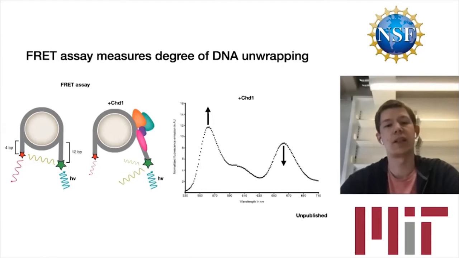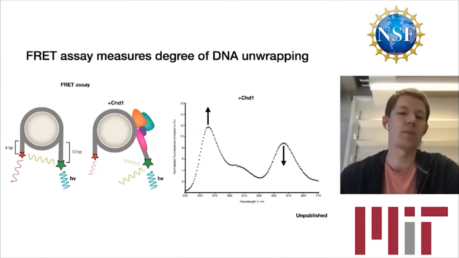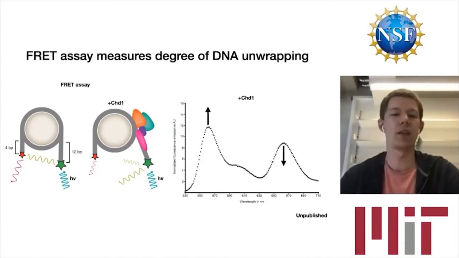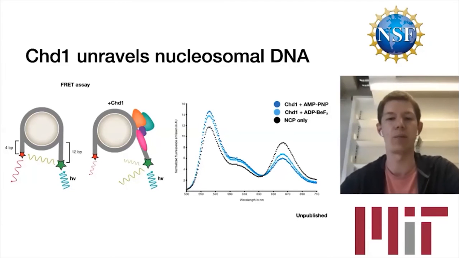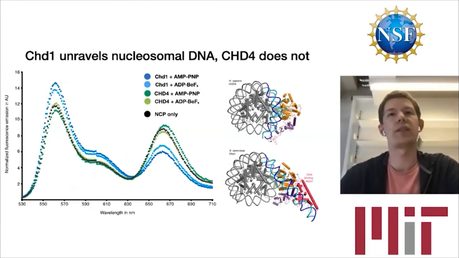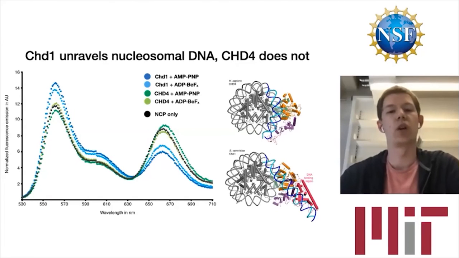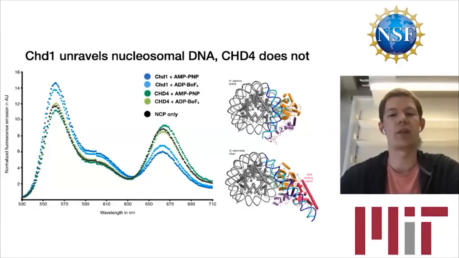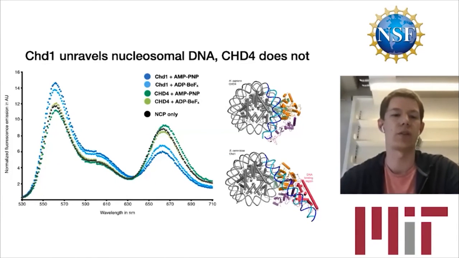We would then expect an increase in the donor emission and a decrease in the acceptor emission when CHD1 is bound, because the distances between the probes will increase. And indeed, this is the case for both ADP beryllium fluoride as well as for AMP-PNP. When we now conduct the same experiment with CHD4, we see that the emission spectra do not change when compared to the nucleosomal control, giving clear evidence that CHD4 does not unravel the nucleosome, as we had also observed in our structure.